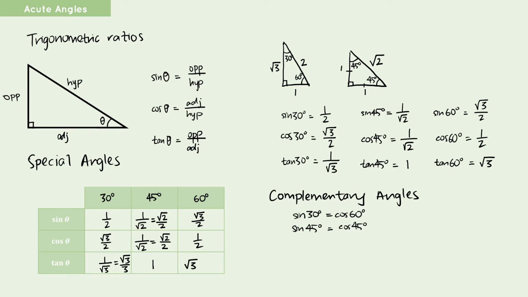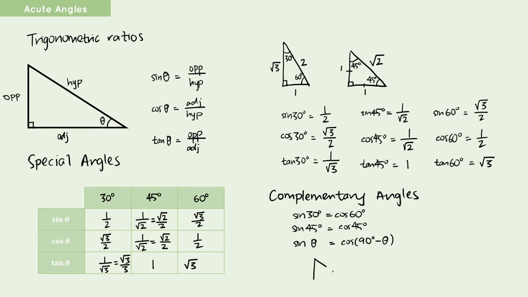So this is not a coincidence, it's because there is an identity which states that sine theta is equal to cosine of 90 degrees minus theta. So this is true. You can put in any angle for theta here. Sine of that will be equal to cosine of 90 minus the angle.